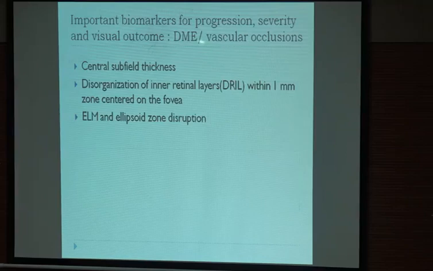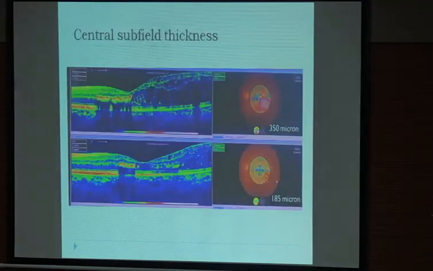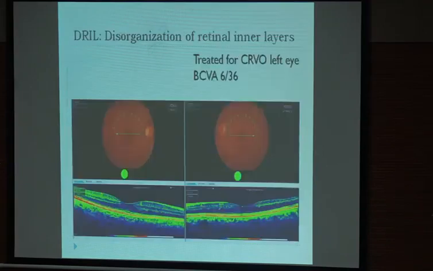So what is important is that whenever we are treating a patient for any pathology, we measure the change in the central subfield thickness, and it is also important to look at the various layers of the retina. So this is a patient of diabetic retinopathy receiving intravitreal anti-VEGF injections. Earlier the central subfield thickness was 350 microns. After treatment, it gets reduced to 185 microns. So this is one of the parameters which also decides the change in the visual acuity.